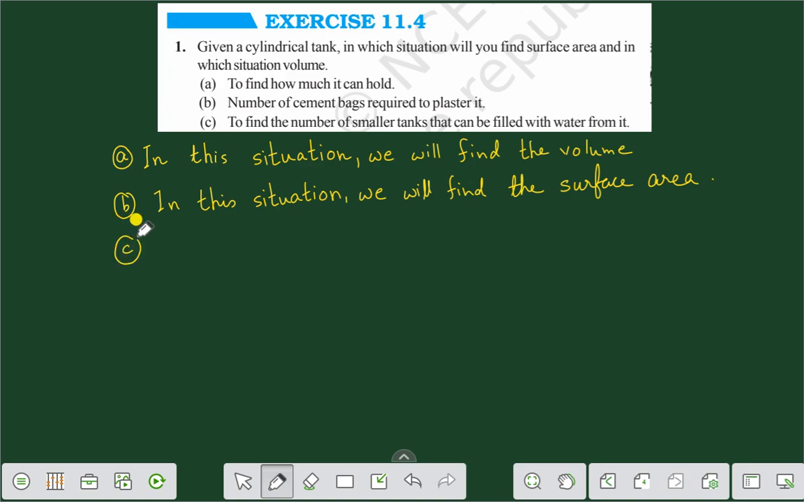C. To find the number of smaller tanks that can be filled with water from it. In this situation, we will find the volume.